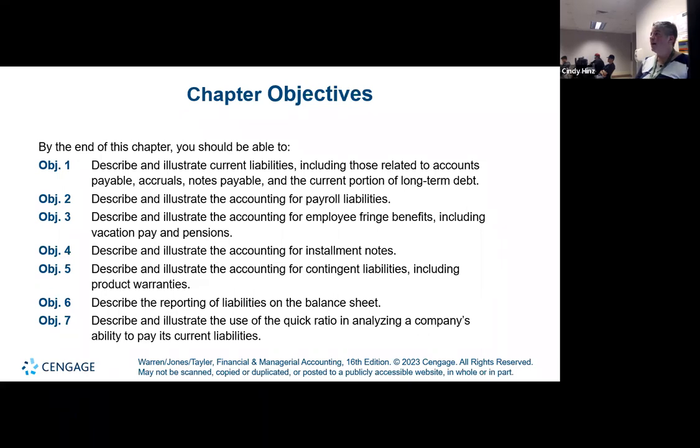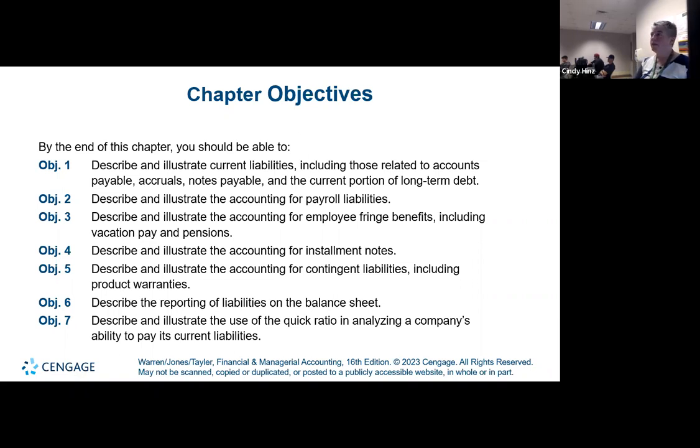Learning objective 5, contingent liabilities. I would encourage you to make sure you read the textbook carefully about contingent liabilities and commitments. If something is contingent on something else, it means it might happen. If something else happens, then this might also happen.